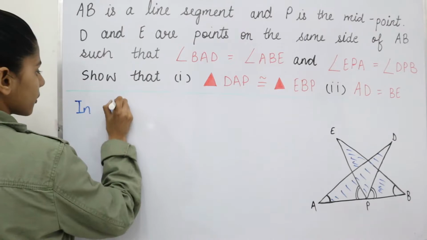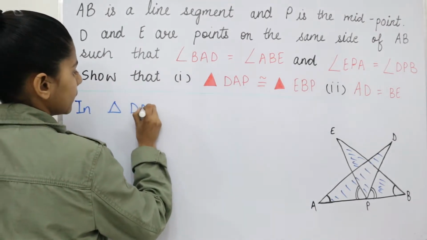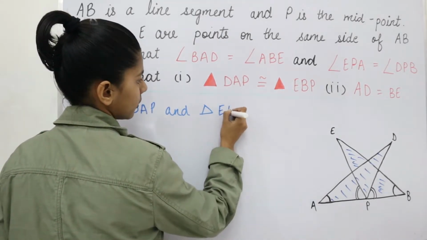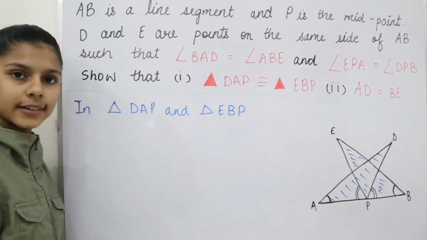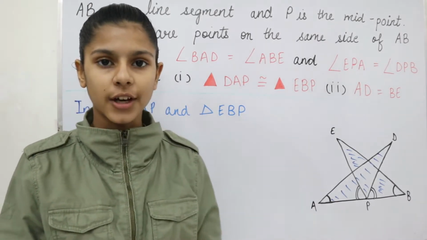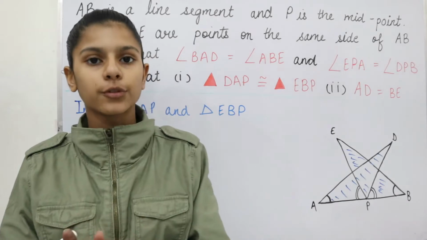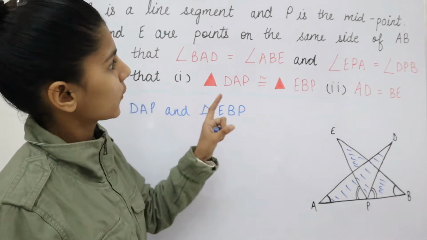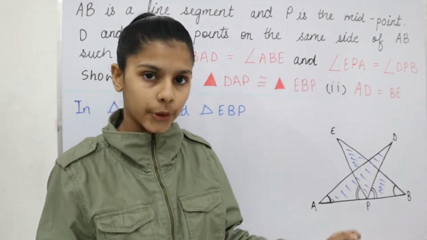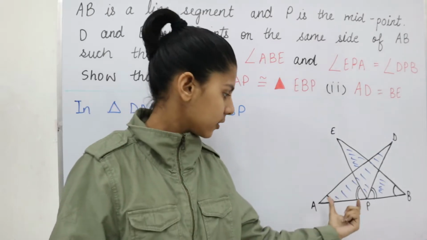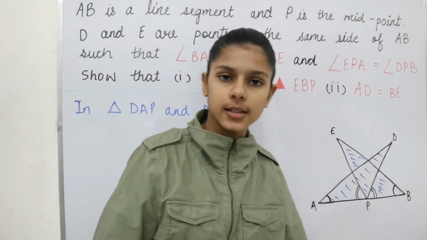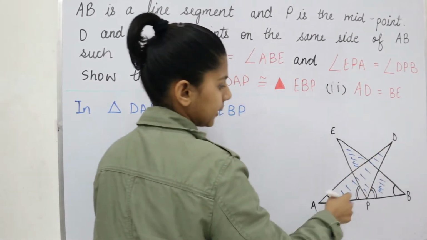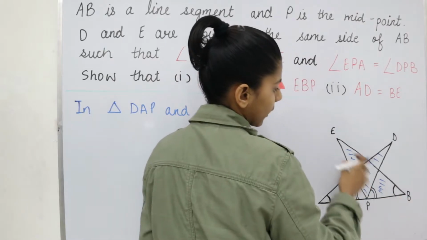In triangle DAP and triangle EBP, we have to find three things equal in both the triangles so that we can prove them congruent by any criteria. So we need three things. We can see in the question that they are saying P is the midpoint. So if P is the midpoint, this distance and this distance will be equal. You can see that this is the base of the triangle DAP and this is the base of the triangle EBP.